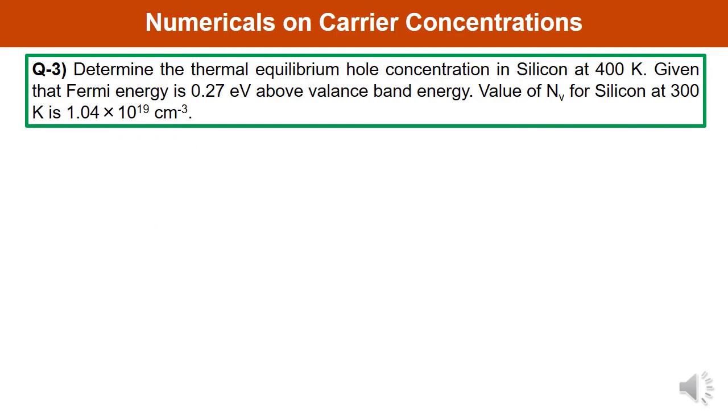Question number 3 is, determine the thermal equilibrium hole concentration in silicon at 400 Kelvin, given that the Fermi energy is 0.27 electron volt above the valence band energy, and the value of Nv for silicon at 300 Kelvin is also given. Let us solve. Since the value of Nv is given at 300 Kelvin, now you have to calculate the value of Nv for silicon at 400 Kelvin.